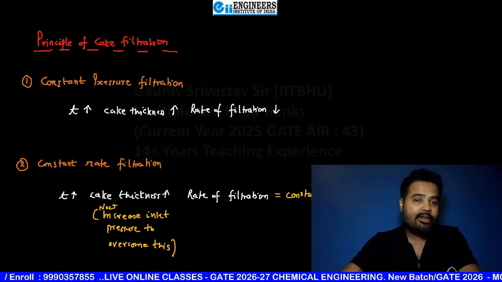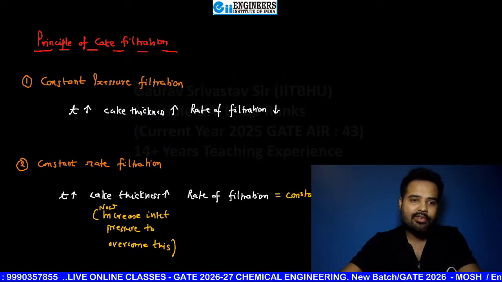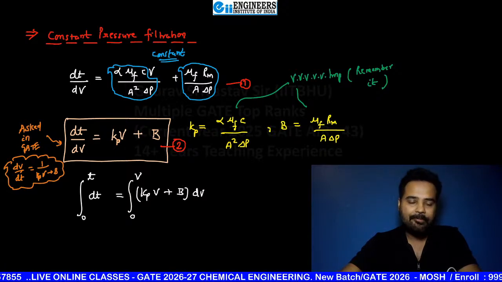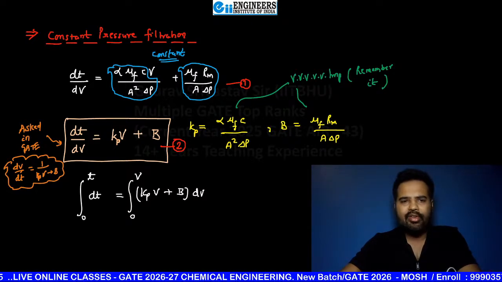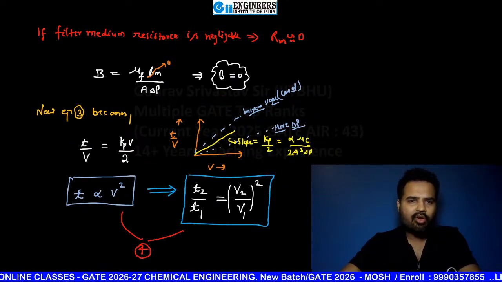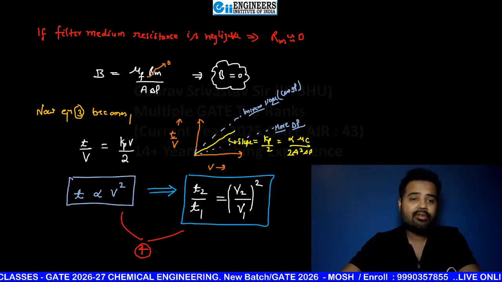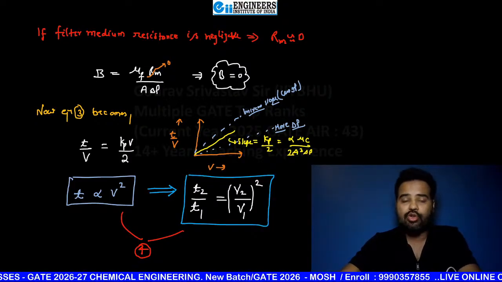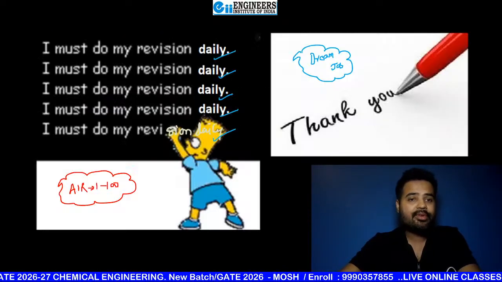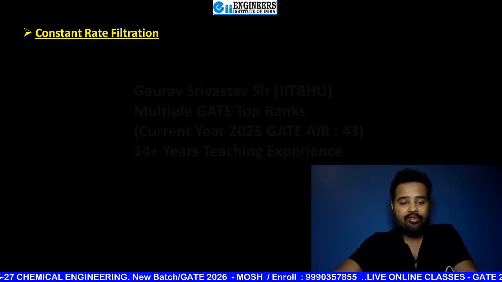Then there are two types of cake filtration you can do in industries. One is constant pressure filtration and the other one is constant rate filtration. First, constant pressure filtration we had completed in our previous lecture, and it was very easy, you just integrated this equation because delta p was a constant there, so no need to worry. You got a beautiful graph, and then some universal type numericals you had seen, that it can also be asked that t is proportional to v square, and then you had seen some initial volumetric flow rate concept, and that's it. So now today I'm going to start constant rate filtration.